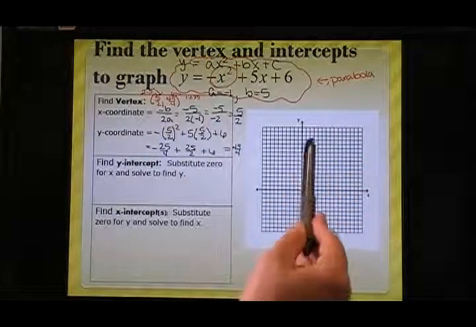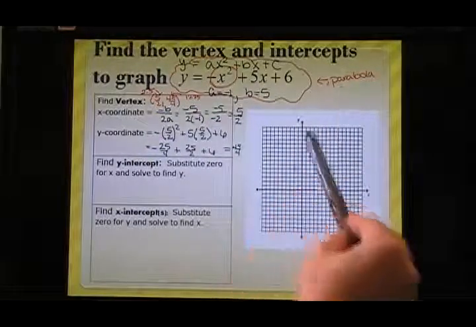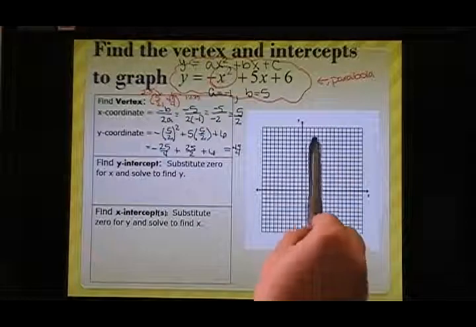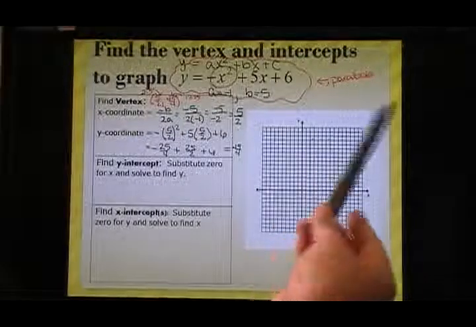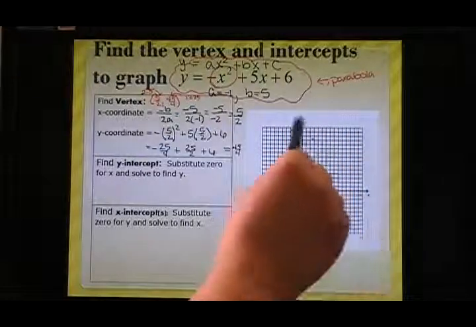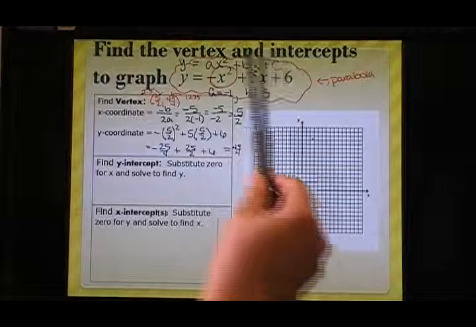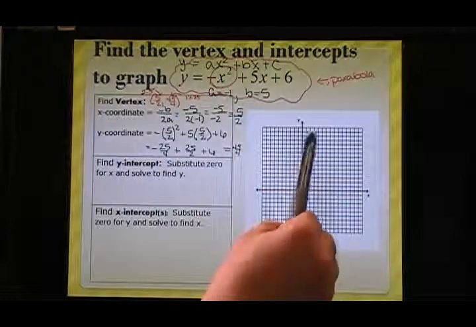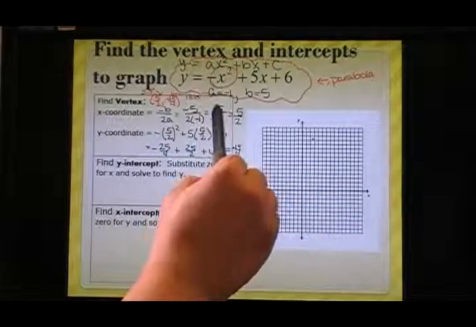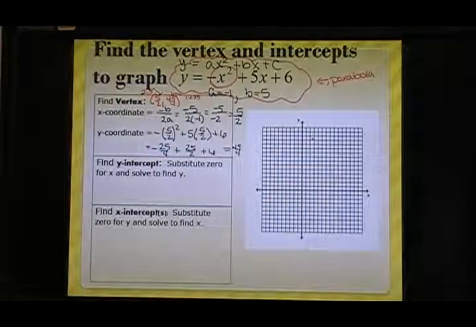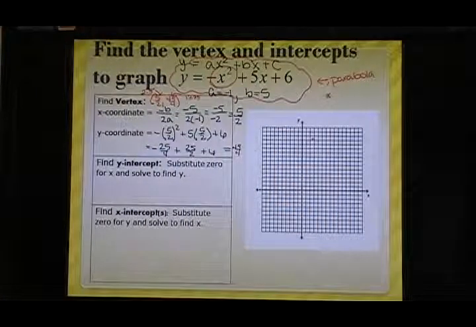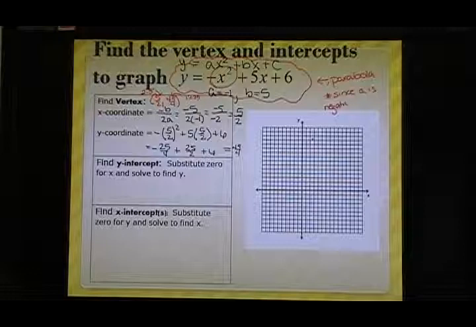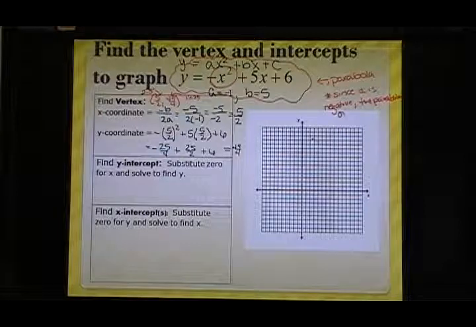So I know that that is going to either be my parabola like this, or my parabola is going to go like that. That's going to be the vertex. And while we're here, we can go ahead and talk about whether it's up or whether it's down. If the value of A is negative, your parabola is going to open down. If the value of A is positive, the parabola is going to open up. Okay? So, since A is negative, the parabola is going to open down.